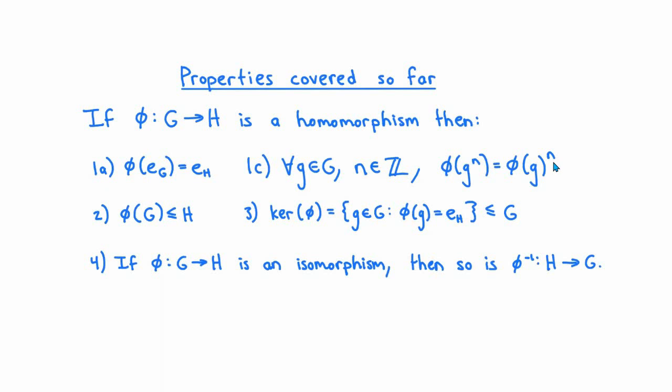The next property that we proved was that the image of any homomorphism has to be a subgroup of the codomain. And after that, we proved that the kernel of a homomorphism, which is the set of all elements of the domain which map to the identity in the codomain, has to be a subgroup of the domain. And finally, the last property that we proved in our video about basic properties of homomorphisms was that if phi happens to be an isomorphism, so that it's a bijective homomorphism, then its inverse function is also an isomorphism from H back to G. If you need a refresher on any of these properties or you want to see some examples, you can look back at our video on basic properties of homomorphisms.